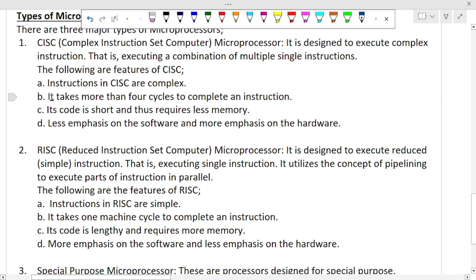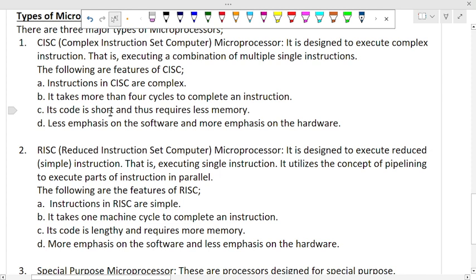The second thing is that it takes more than 4 cycles to complete an instruction. So after the processor goes 1 cycle, it's not completed. It will go another cycle, until 4 cycles at least. Note, it can take more than 4 cycles, but at least 4 cycles to complete an instruction.